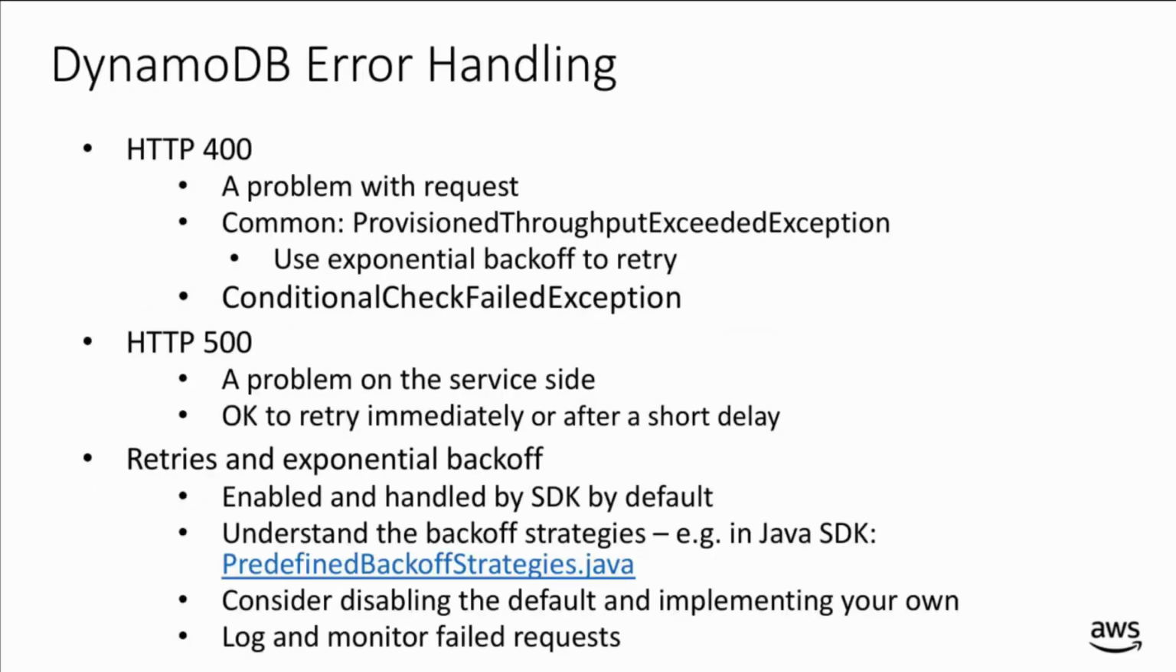For error handling, it's important to know that there are roughly, at a high level, two types of errors, 400s and 500s. A 400 error means there's a problem with request. A 500 error means that the problem is on the service side. And you handle each one differently. For problems that are 500 error types, it's okay to retry immediately or after a short delay. 400 errors should be evaluated. The most common type is provision throughput exceeded exception. And in this case, you can use exponential backoff to retry.